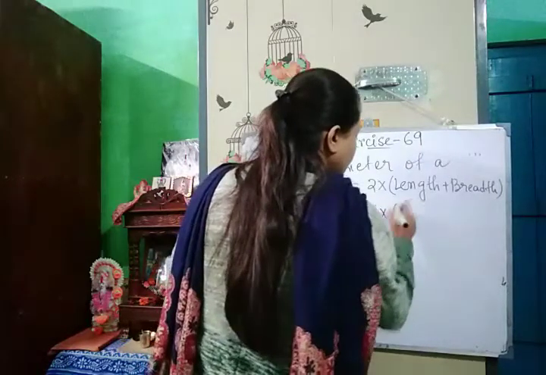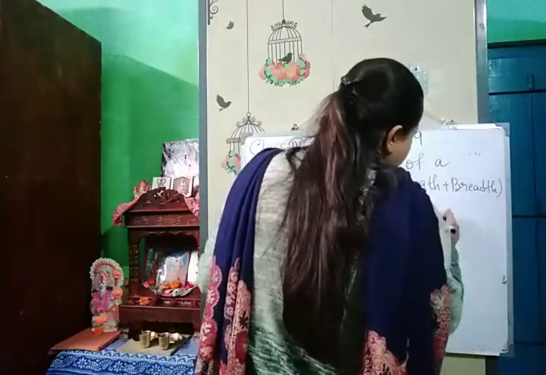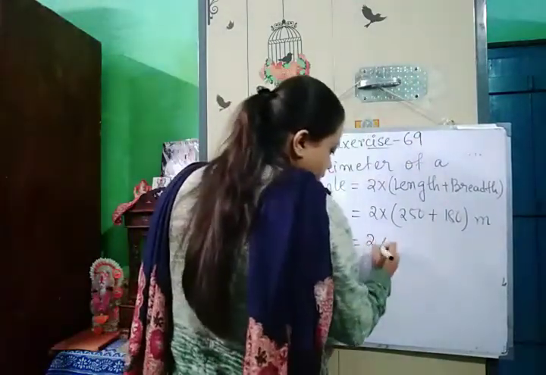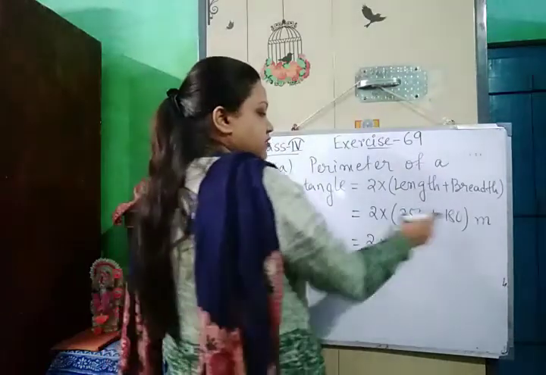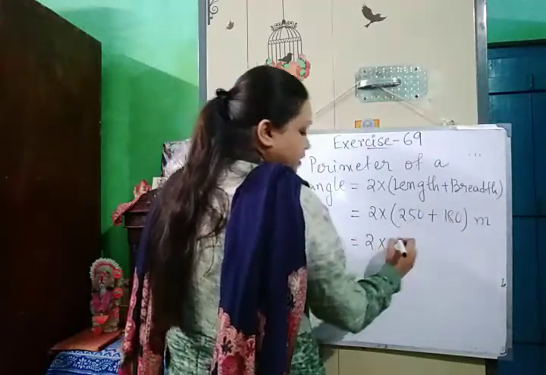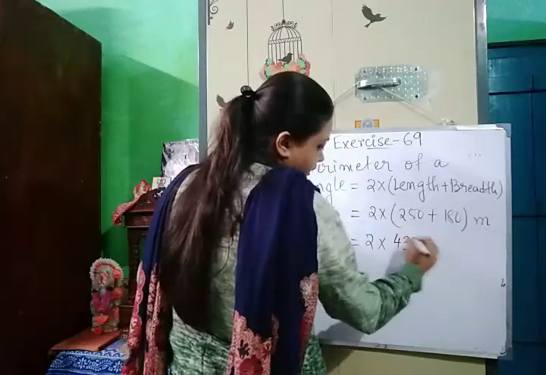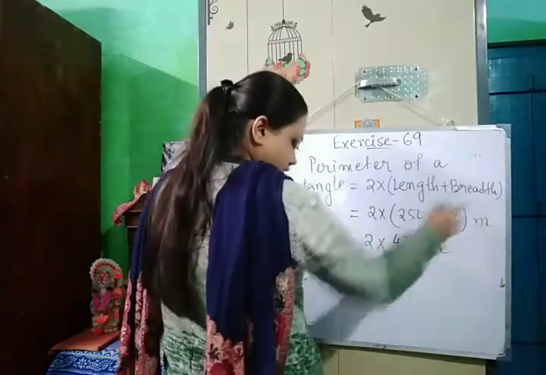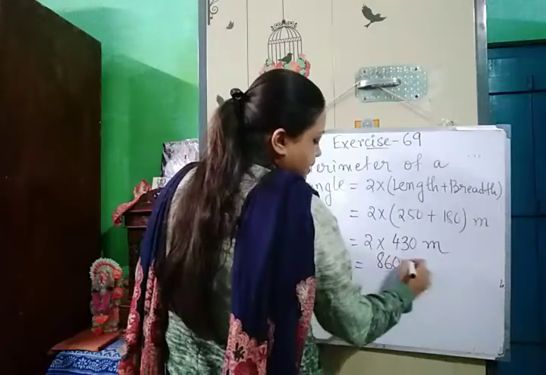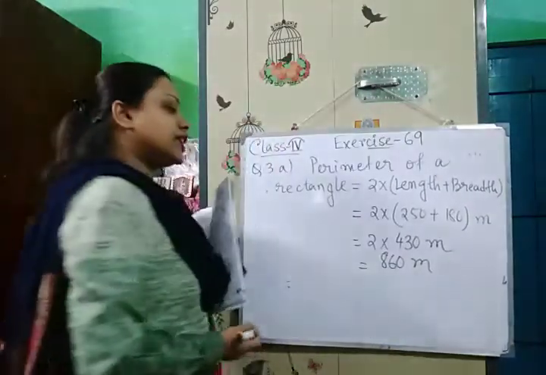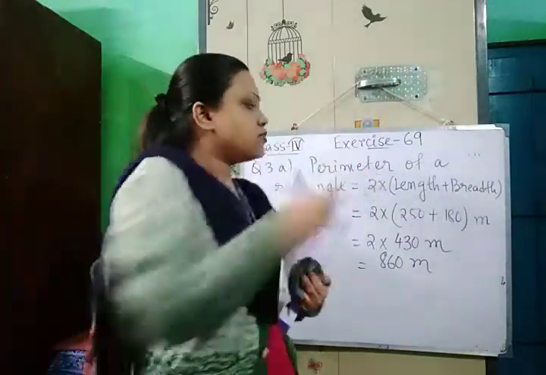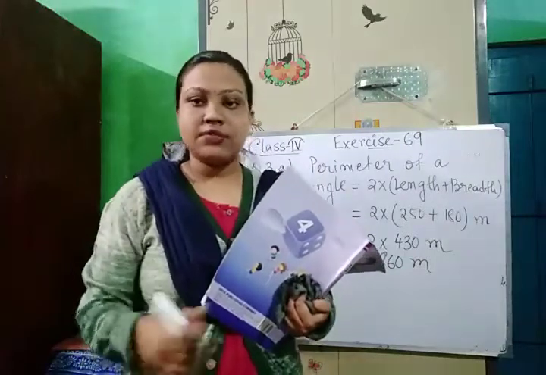So, 2 into length is 250 meter and breadth is 180 meter and unit is meter. So, that means 2 into, you know, the simplification process. So, first we need to do the calculation in the bracket. So, 250 plus 180 is 430. Orally I am doing, you will have to add in the rough. So, 430 into 2, it's 860 meter. Okay. So, you can see both the answers are same. So, that means that is the short formula or process to find out the perimeter of the rectangle.